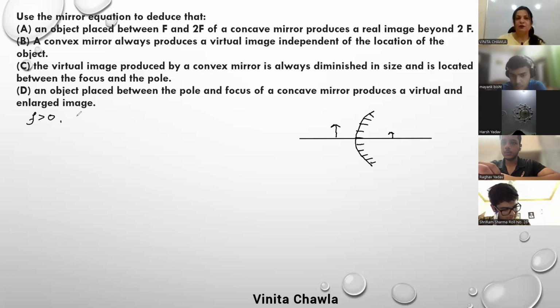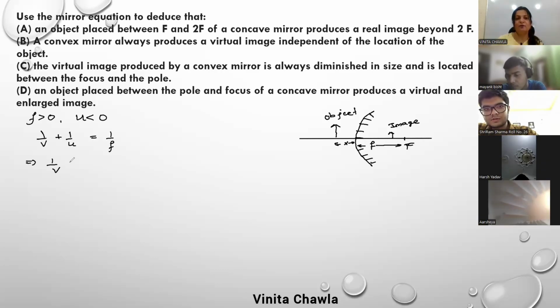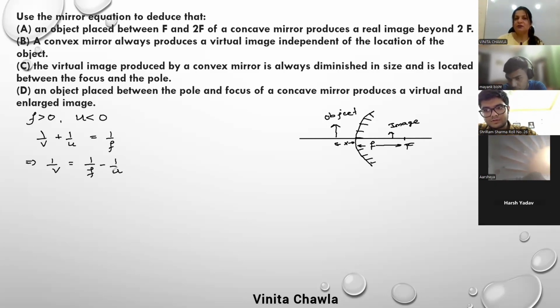And u is less than 0, if you use the sign convention, because the object is placed on this side of the mirror, so it is negative. Let x be the distance of the object from the mirror and small f the focal length, equal to 1 by f. So from here we can write 1 by v as 1 by f minus 1 by u. Now because f is always greater than 0 and u is always less than 0, minus 1 by u becomes positive.